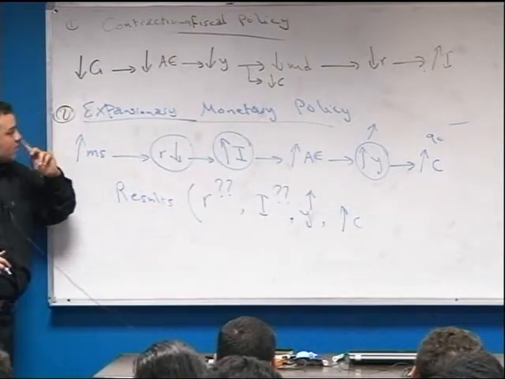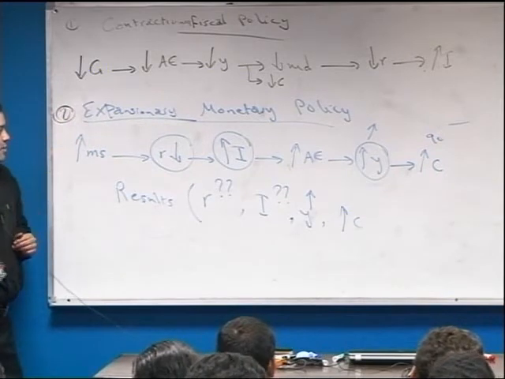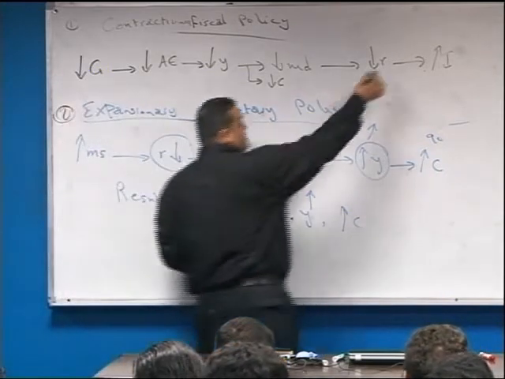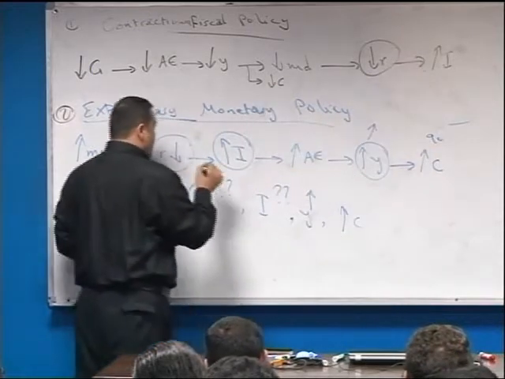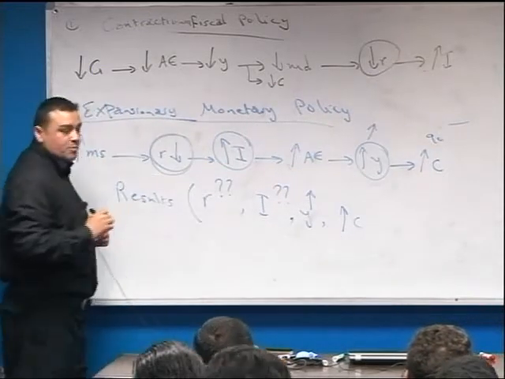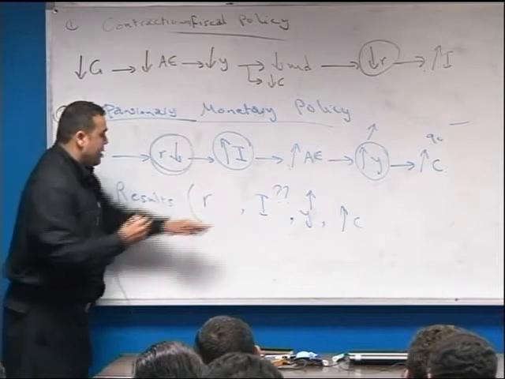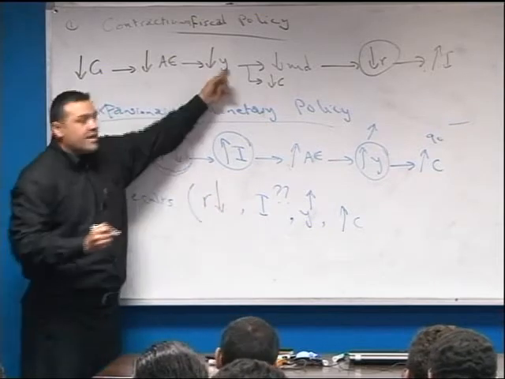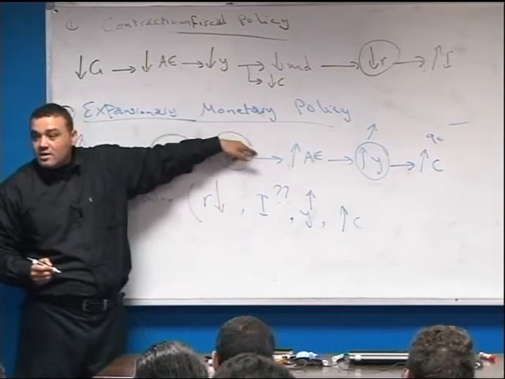Let's ask about r. What about r here? r declines, and here it declines too, so the final result would be a decline in r, because in both directions r goes down.